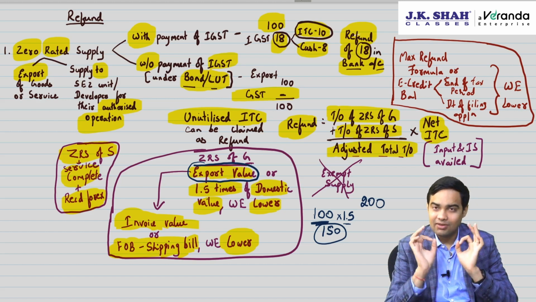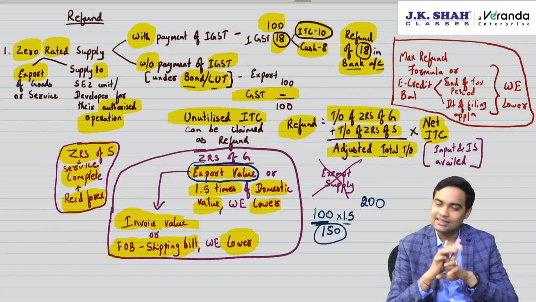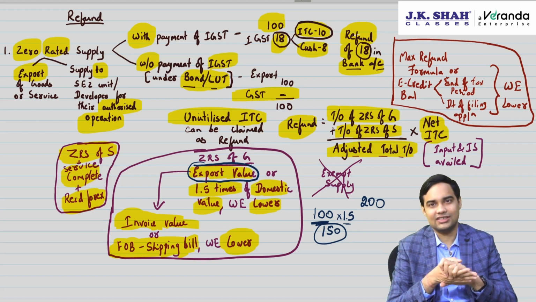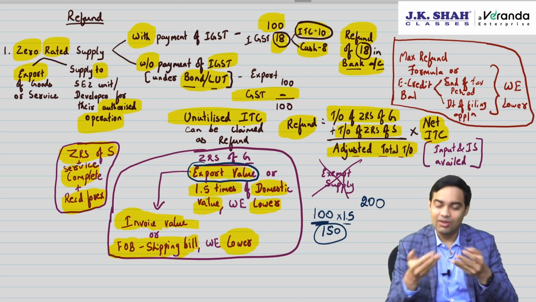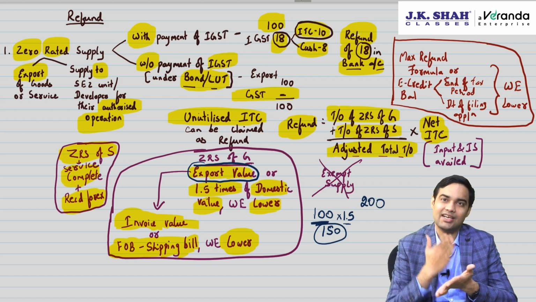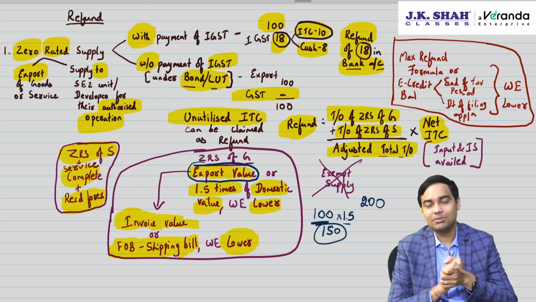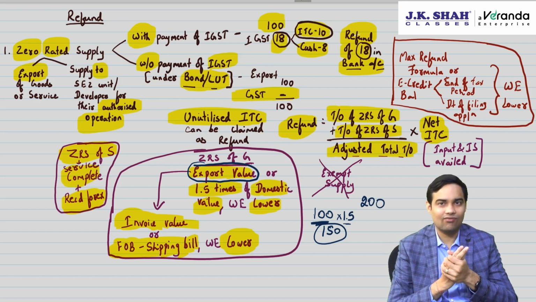In that case, be very careful. ZRS of services is only when service has been completed in the current tax period plus payment is also received in the current tax period. When both the conditions are satisfied in that particular tax period, it will be regarded as ZRS of services. But sir, what is this tax period? It depends on the frequency of filing refund.